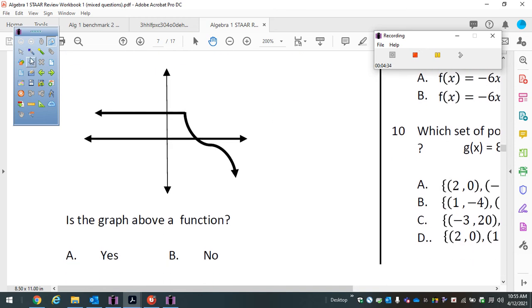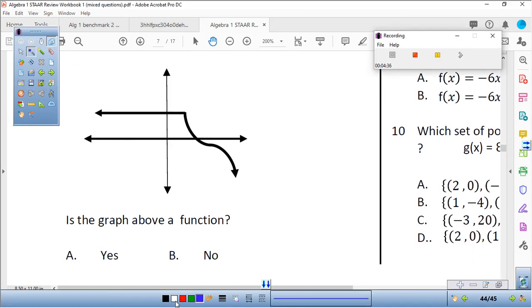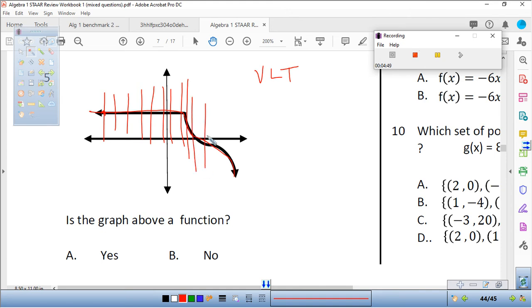Is this a function? I don't know if you know what they're talking about, but they're talking about this one right here. Is this a function? Vertical line test. Cross it once, cross it once. Basically, any line that you could draw vertically, as long as it only touches it once. Yes, it is.